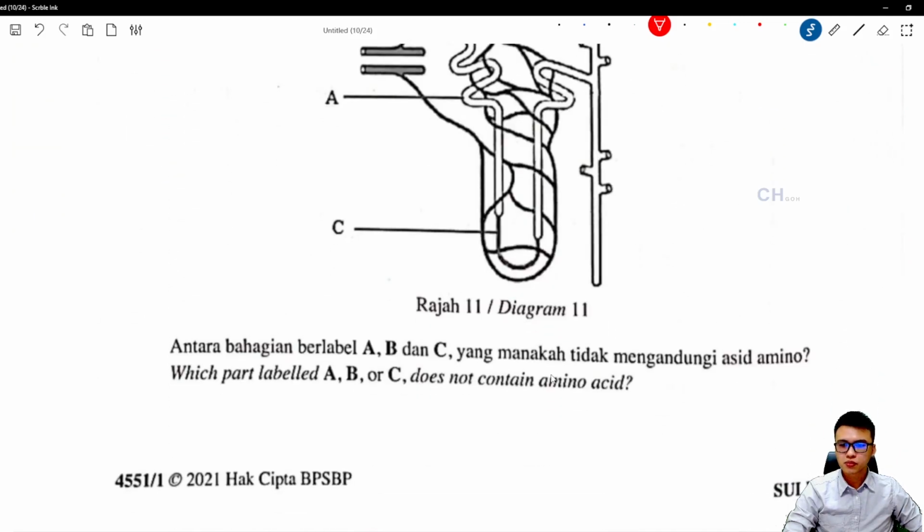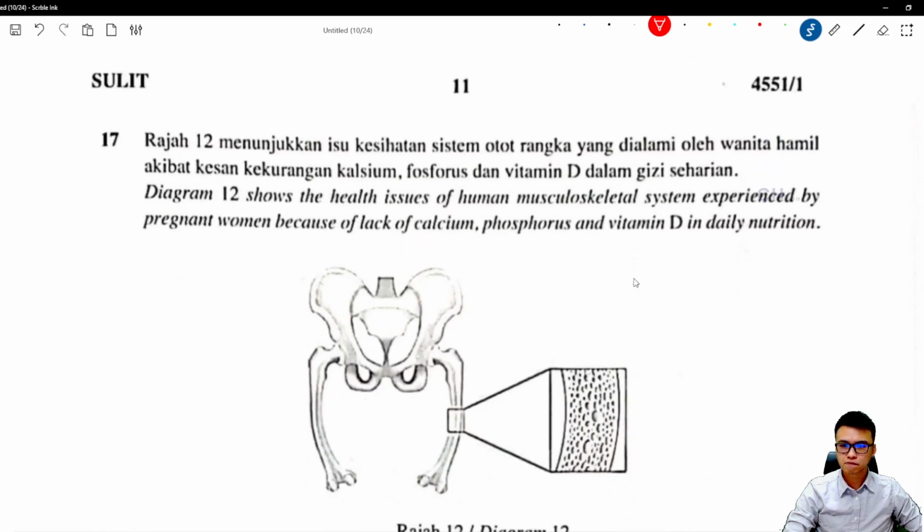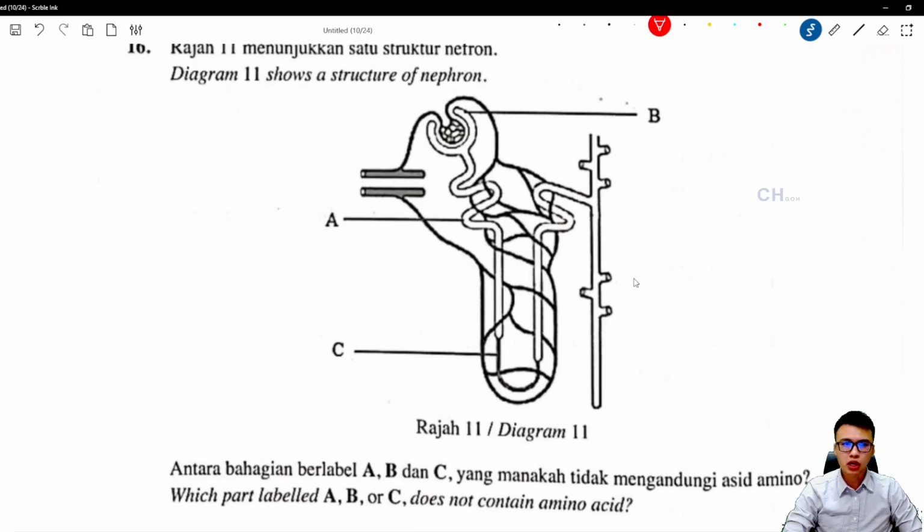Okay, question 16. Which of the following, A, B, C, does not contain amino acid? Okay, this question is actually very simple. Amino acid is a nutrient that will be 100% absorbed back into our blood capillary. So A will be the place where the reabsorption of amino acid happens 100%. All the amino acid will be reabsorbed. Now, when the fluid moves to C, definitely in C there's no amino acid anymore. So the answer should be C for this question.